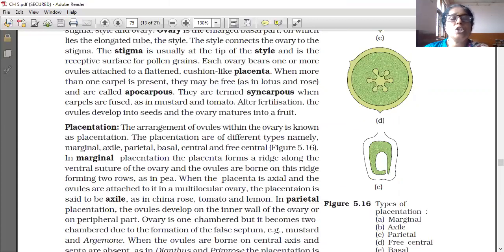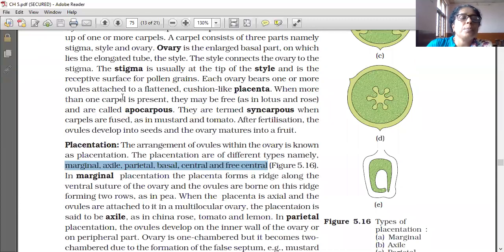Placentation. The arrangement of ovules within the ovary is known as placentation. Placentation is of different types, namely marginal, axile, parietal, basal, free central and superficial.